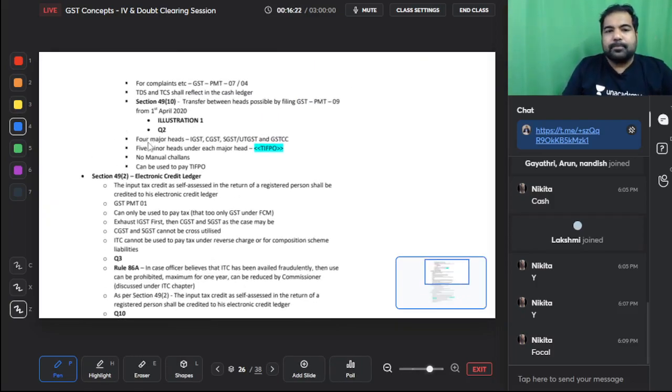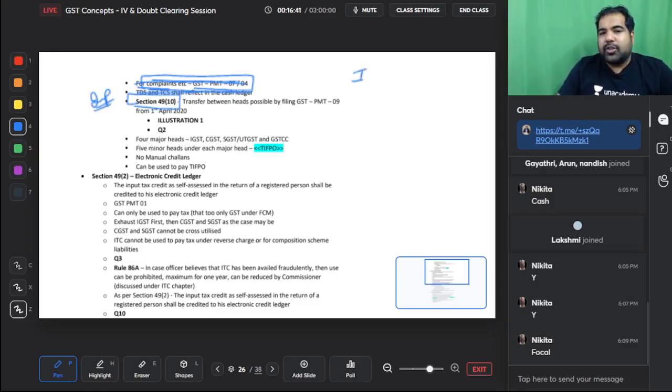Next, if you have any complaints, there is GST PMT 07 and 04, but this is not important. TDS and TCS reflect in the cash ledger, even this is not important. CA final level, I've just mentioned it here. Very, very important is this next section, 4910.